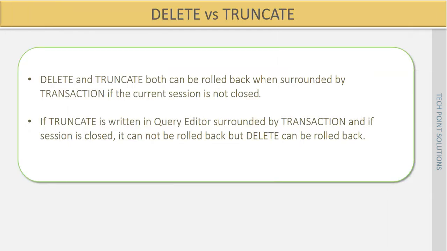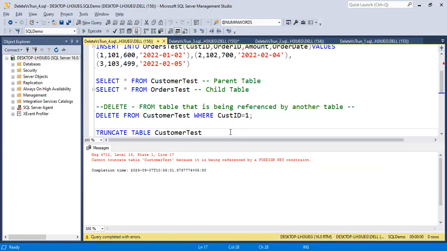Delete and truncate both can be rolled back when surrounded by a transaction if the current session is not closed. If a truncate is written in a query editor and surrounded by a transaction, and if the session is closed, it cannot be rolled back, but delete can be rolled back. So, let us understand this with an example.